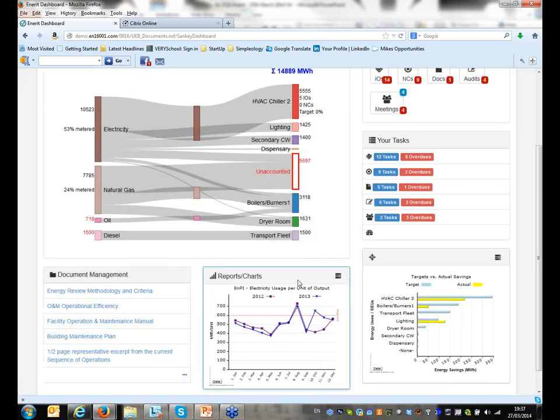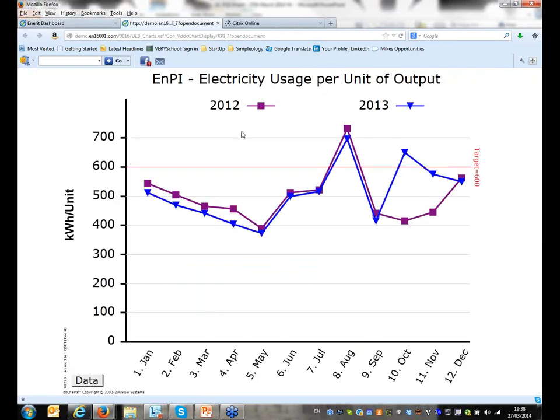Moving across then, we've got default reports and charts. Here we can see our EMPI chart, so straight away we can see how we're performing. This chart relates to 2012, 2013. If I just show it in a larger screen, we can see it's kilowatt hours per unit of output of product of some sort. We can see that things are evenly matched from 2012 to 2013. Then we have just one point here in August that has gone above our target. But both years are above our target in August, so we can analyze this further, but it is probably an expected result within August.